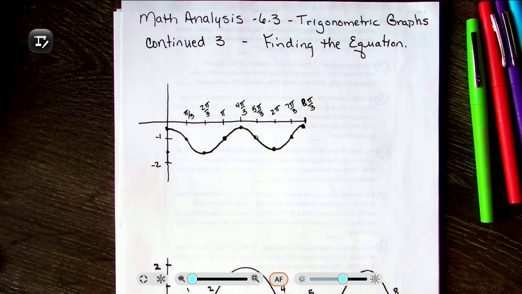Hi everyone, and welcome back to graphing trig functions. Again, we are just concentrating on the sine and the cosine curve, and we've gone through some of the basic shifts. We've seen changes to amplitudes and changes to the period, and then we've also shifted them up and down.